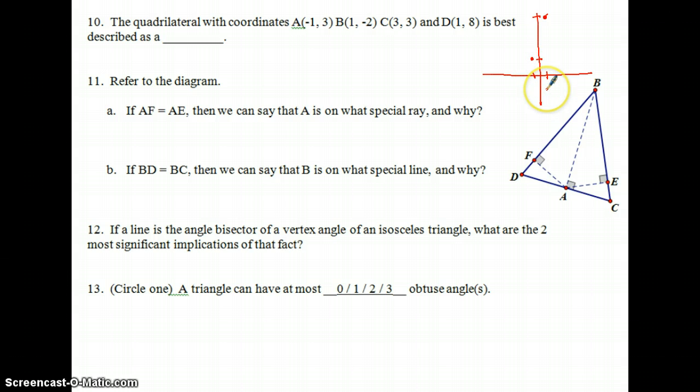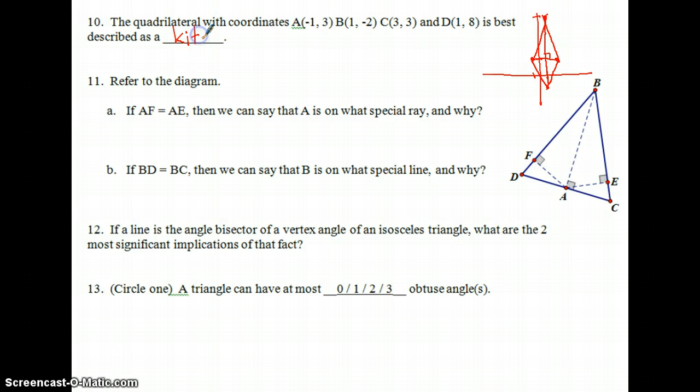1, negative 2 is not as far down as the 3 is up, and 3, 3 is maybe there. Wow, looks like a kite to me, but you probably want to get graph paper out to really make sure about this. The 3, 3 and the negative 1, 3, yeah, they are straight across from each other. And the 1, negative 2, and the 1, 8, yeah, they're straight up and down from each other, so I know these are perpendicular along the grid lines. This seems to be a lot higher up than this is low, so it's not a rhombus. It must be a kite.